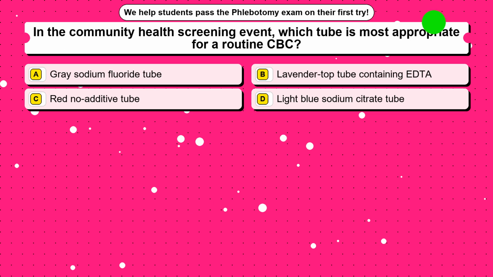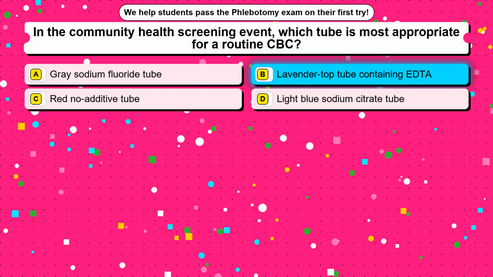Question 45. In the community health screening event, which tube is most appropriate for a routine CBC? Option A, gray sodium fluoride tube. Option B, lavender top tube containing EDTA. Option C, red no additive tube. Option D, light blue sodium citrate tube. The correct answer is option B.